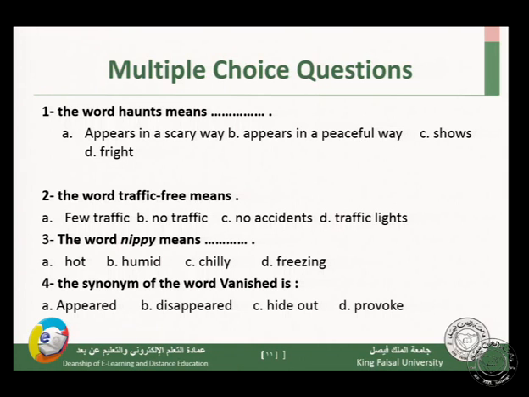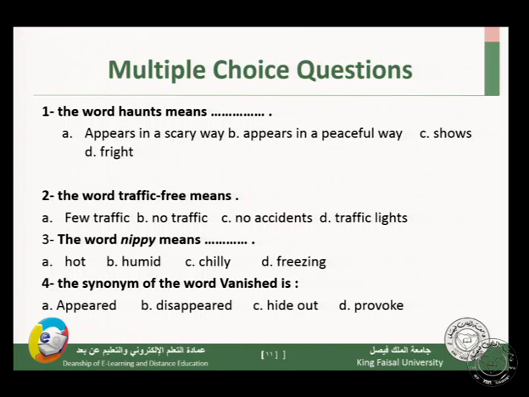The word hunt means A, appears in a scary way, B, appears in a peaceful way, C, shows, D, fright. So hunt, when your memories hunt you, they come in a scary way. So you get confused, you get frightened from these memories. So assumingly the best answer will be A, appears in a scary way. So A is the answer for number 1.